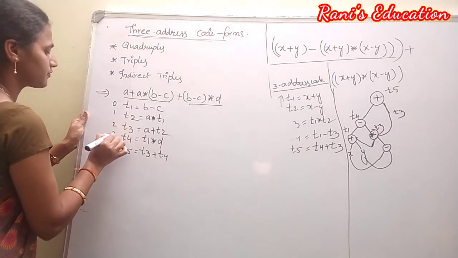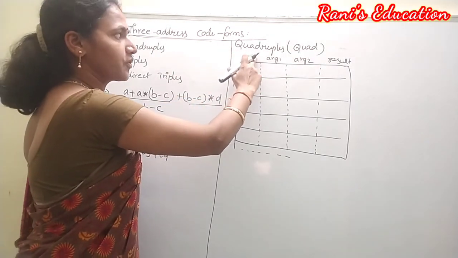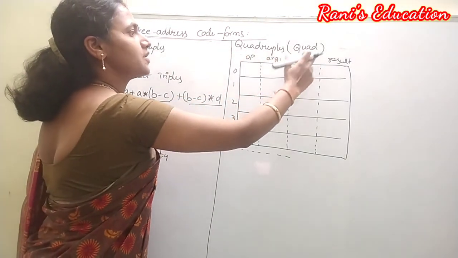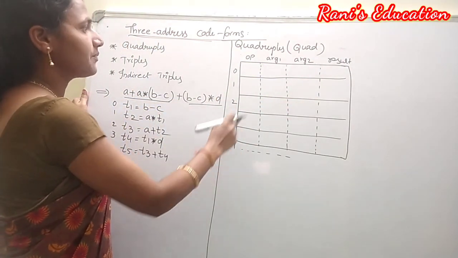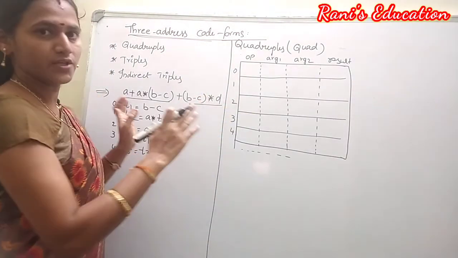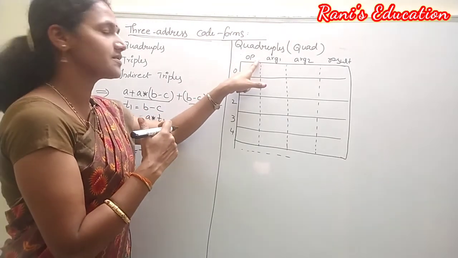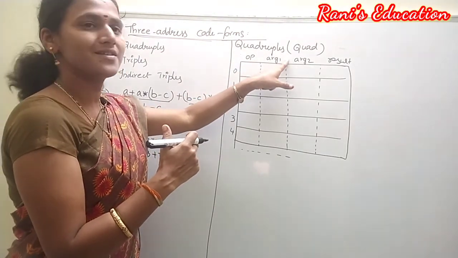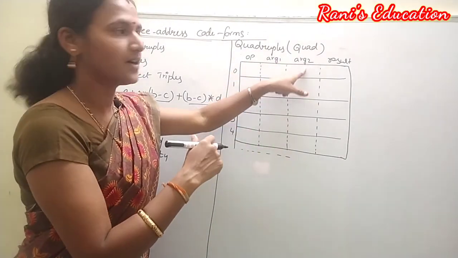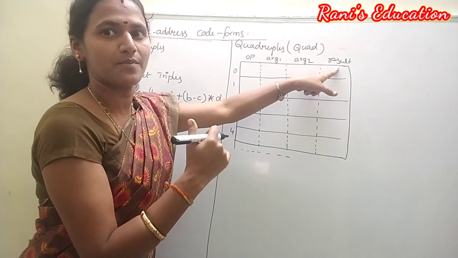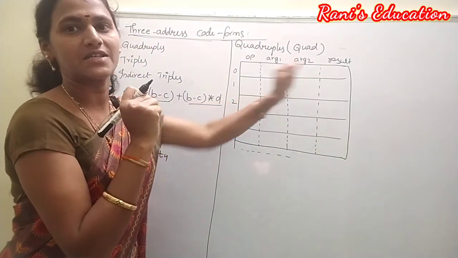In this quadruples representation, we are going to consider 4 fields: operator, argument 1, argument 2 and result. Rows are going to be represented with instruction numbers. In each record, you define what the instruction is. Here OP contains the operator. Argument 1 is what is left of the operator. Argument 2 is right of the operator. And result: before the assignment operator, the symbol we have is going to be defined in the result part.